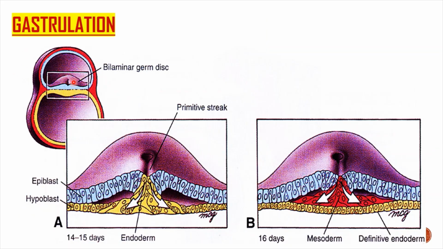Alright, so this just explains what we were talking about. Movement of cells, replacing the hypoblast, filling the layer between the endoderm and the epiblast, forming the mesoderm, and this layer becomes the... This layer becomes the ectoderm.